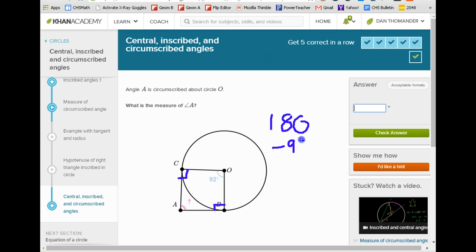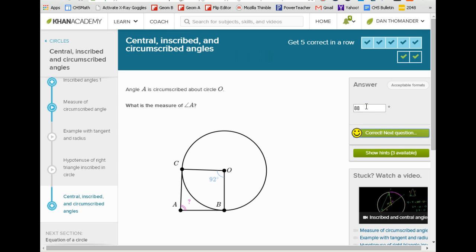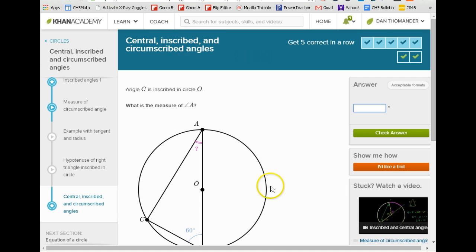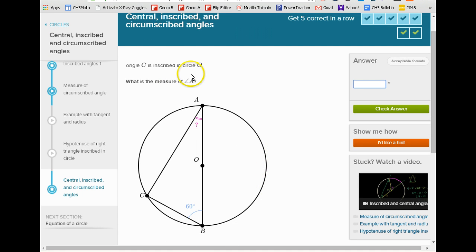So we have 180 minus 92. That's a 0, not drawn very well there. It's not a 6, it's a 0. And we're going to get 88. So that's 88 degrees. Okay, let's go ahead and put 88 in there. Next, okay. Angle C is inscribed. Okay, let's work on this one here.